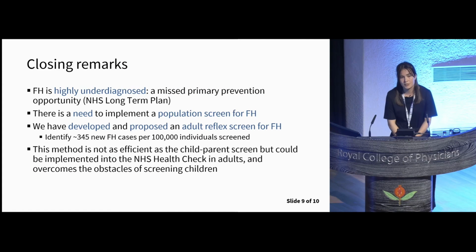So in conclusion, FH is highly underdiagnosed, which is a missed primary prevention opportunity, and this has been identified as one of the NHS's long-term plan goals. So there is a need to implement a population screening strategy for FH, and we have here developed and proposed an adult reflex screen for FH, and if implemented, this would help identify around 345 new FH cases for 100,000 individuals screened, if followed by cascade testing. We've also shown that this method is not as efficient as the child-parent screen, but it has the advantage that it can be implemented into the NHS health checks, and it does also overcome the obstacles of having to screen children.